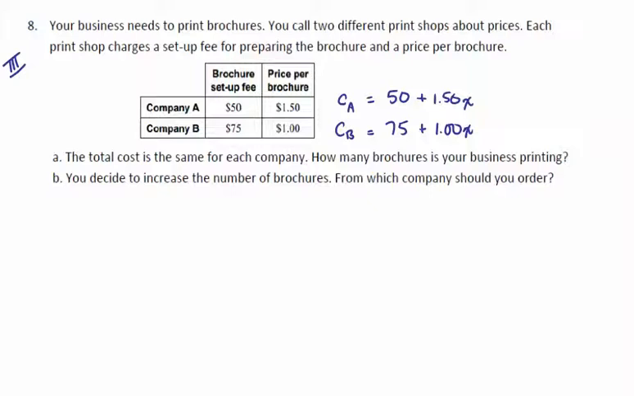Part A says the total cost is the same for each company. How many brochures is your business printing? So to find out when the two costs are the same, we're going to set these expressions equal to each other. We don't always set expressions equal to each other, but when we want to find out when the two costs are the same, then we set them equal to each other.